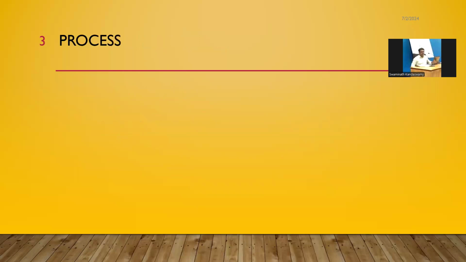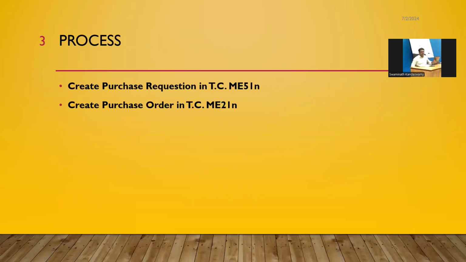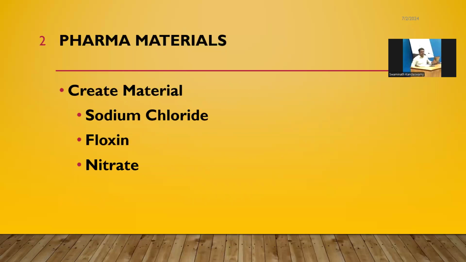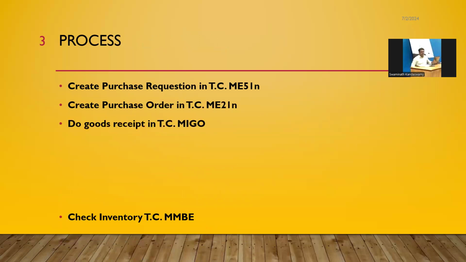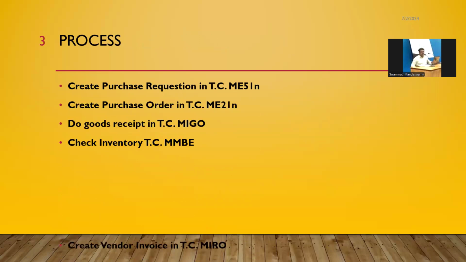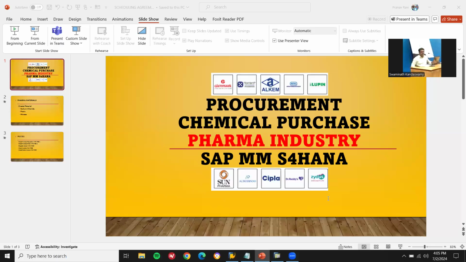Now, what is the process? Same only. What is the acquisition? I'm going to create a material for all these three: sodium chloride, floxacin, and nitrate. And I'm going to create a purchase requisition, purchase order, goods receipt. I'm going to check the inventory, and finally invoice verification. Let's go to the system now.